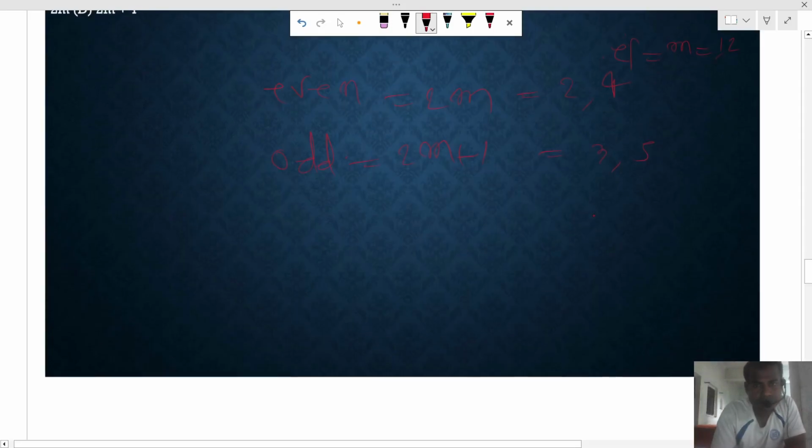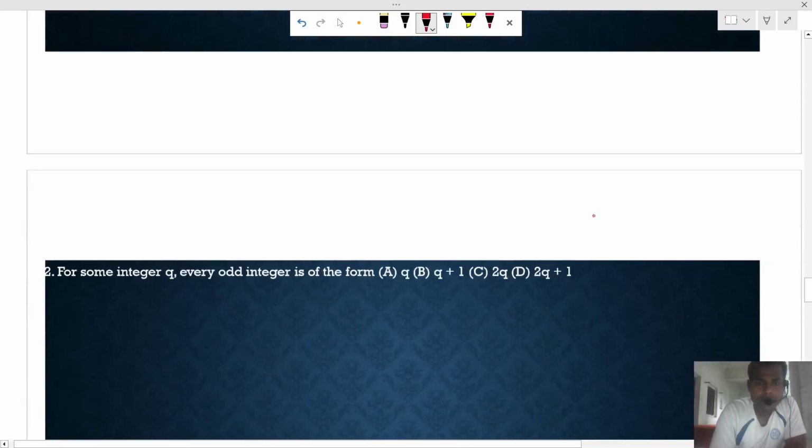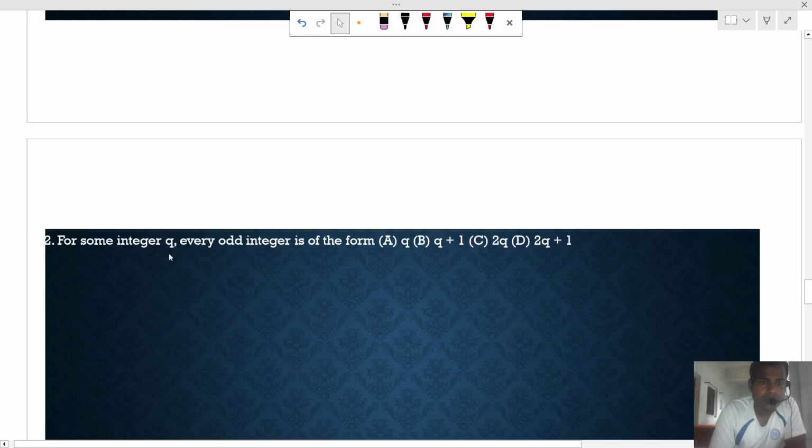Okay, next question is: for some integer q, every odd integer is of the form. I am also saying odd is equal to 2m plus 1, and even is equal to 2m.